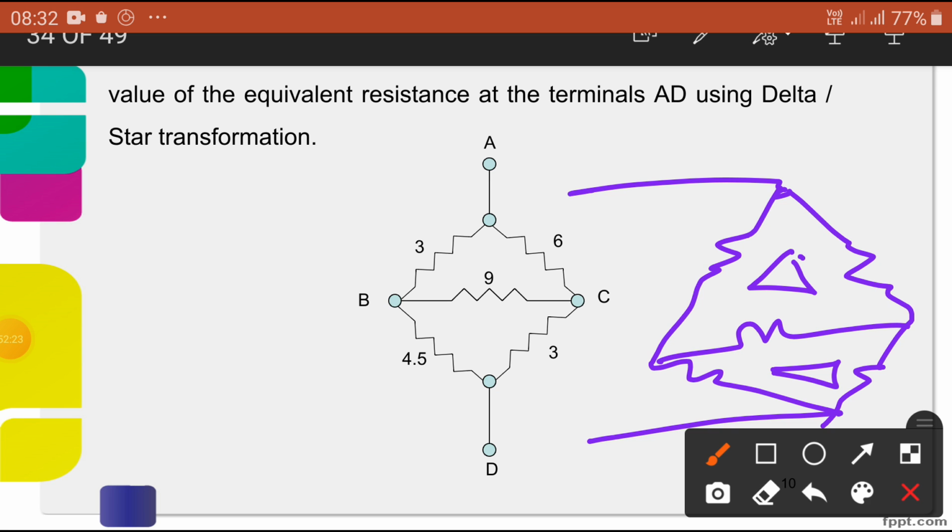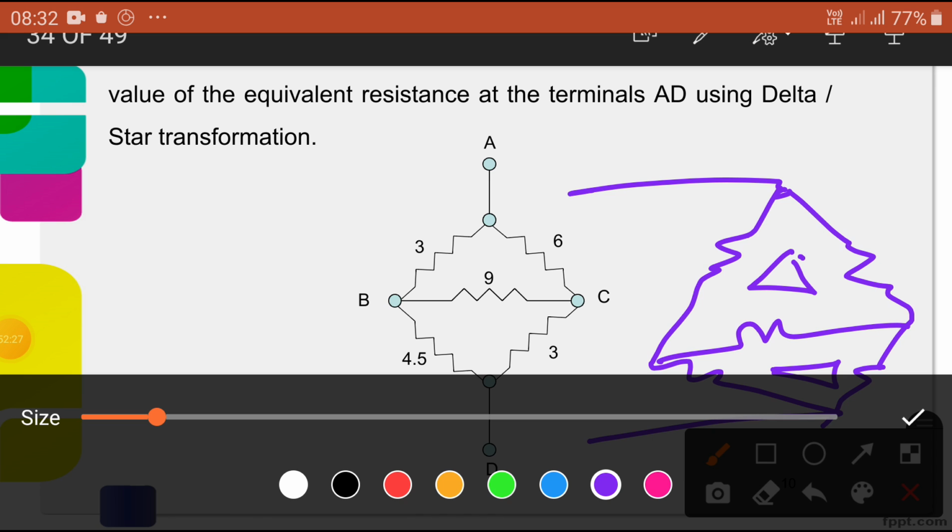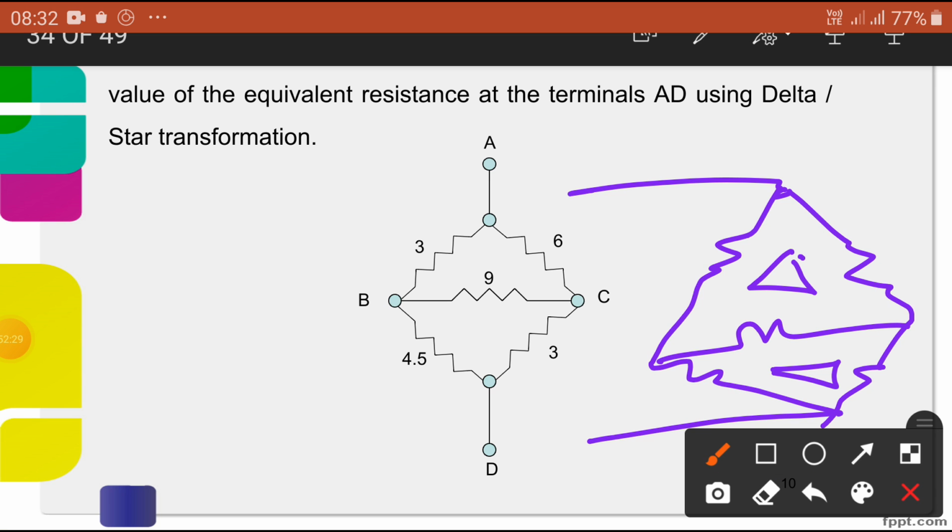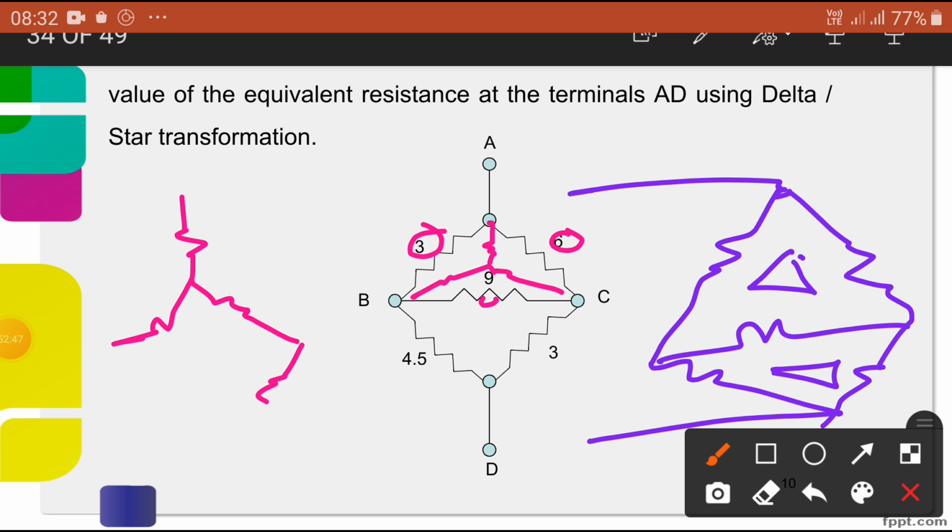So, star value, what will happen? Automatically, if you are connected here, then what will happen? This will go and this will go. Simply, now we are going to get the delta place, and from C you are going to this value, this value, and this value.